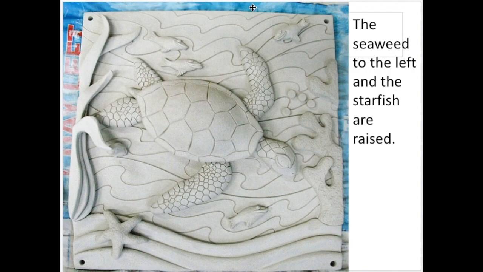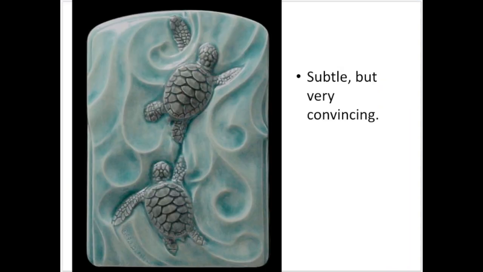This is a clay tile example. They added layers, and you can see the seaweed to the left and the starfish kind of pop out because they were raised. If you were to make a tile with only one layer, like this background layer, that would be called low relief because there's only a little bit of distance in the piece. But because we'll be adding and building up on our tiles, it's more of a high relief. These are just more examples to give you some ideas. You could make a design that's subtle but very convincing.